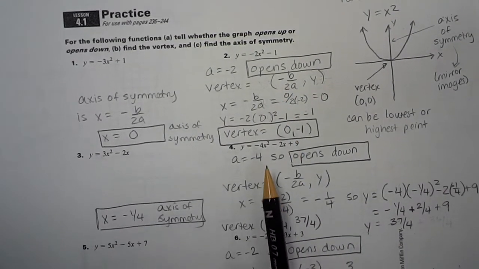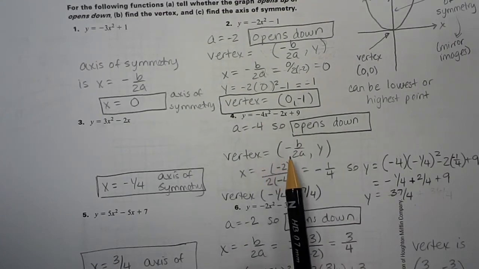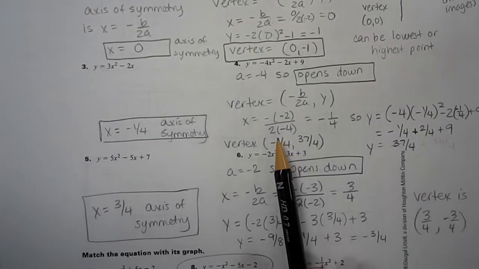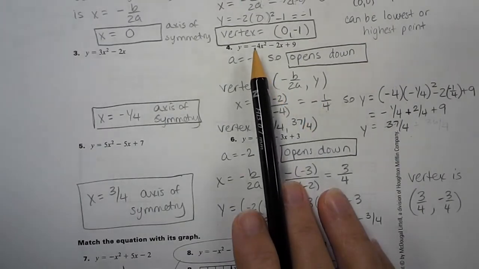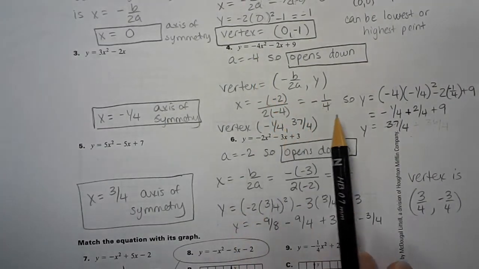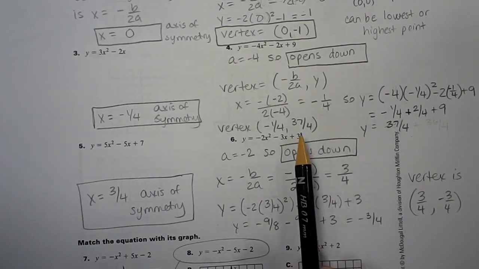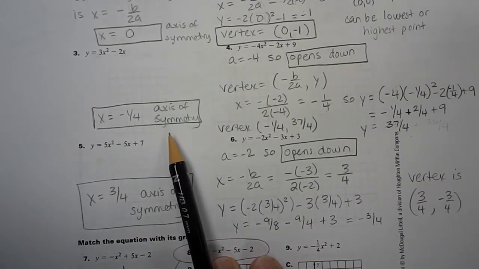If you do that same thing for this one, the a value is negative, so it opens down. For the vertex, you take the negative b value divided by 2 times the a value. When you plug that in, you get this value for x. You plug this back into the quadratic and find what y is. And now you have your x and your y, which is your vertex. The x value also happens to be the same as the axis of symmetry.